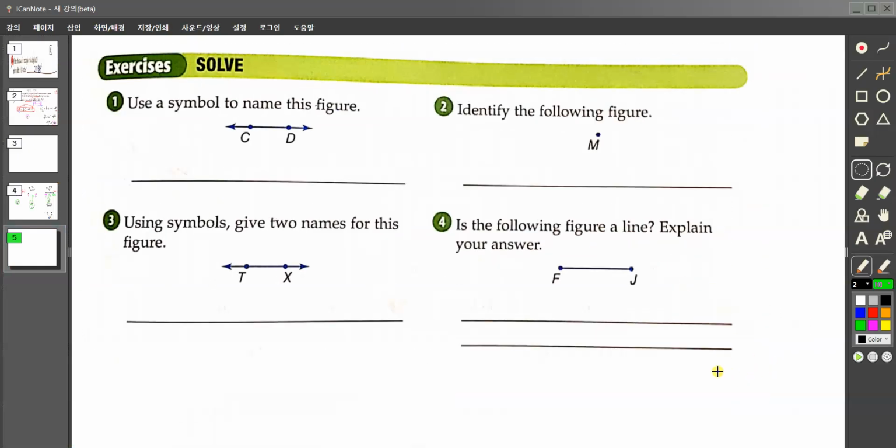Here. Use a symbol. What kind of symbol can we use? CD line, the arrow on both sides. Identify the following figure. Identify the following figure. That means, what is it? Point M, right? Yes, it's a point.